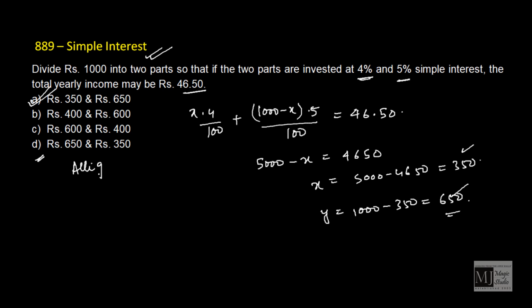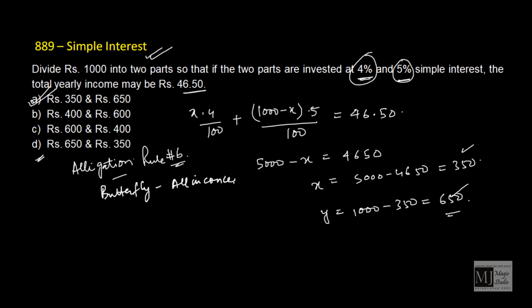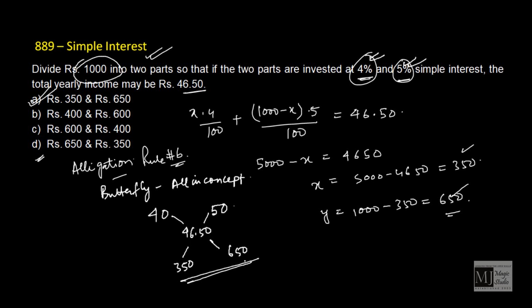Or you may also use the alligation format here, that is rule 6, the butterfly diagram. Now what is that alligation concept? If the entire 1000 rupees is invested at 4%, then interest earned would have been 40. Or if the entire 1000 rupees is invested at 5%, interest earned would have been 50. But actual interest earned is 46.50. Here the difference is 650 units. Here the difference is 350 units. That's the answer, because 350 plus 650 is 1000. So 350 invested at 4%, 650 invested at 5%.